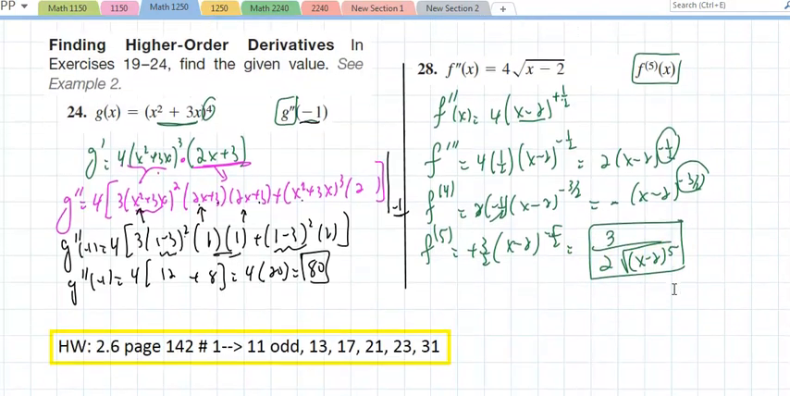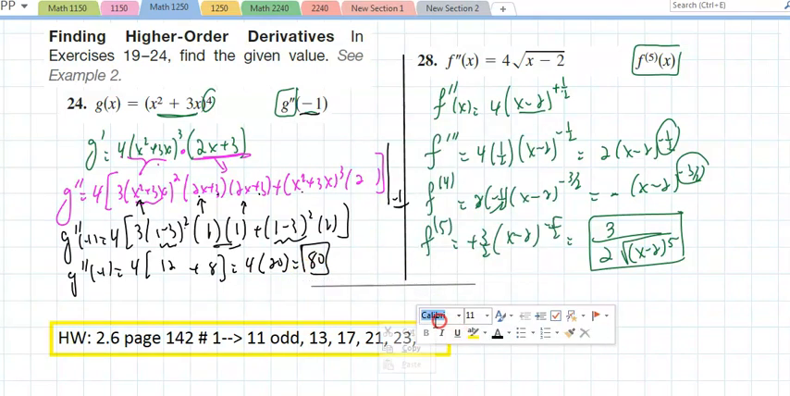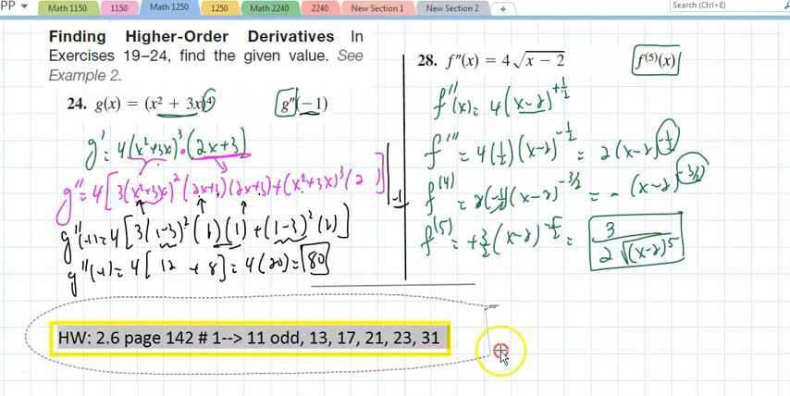And that's all we want. Just a bit of practice of second derivatives and third derivatives, and we're going to use those heavily in the sections to come.